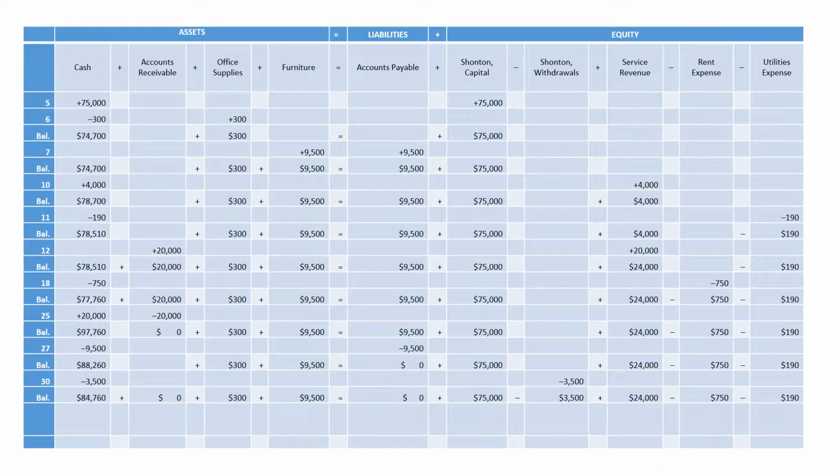On April 6th, and it always usually starts with a verb, most of these transactions. So if you want to look at it this way, you could say the company paid $300 cash for letterhead stationery for the new office. So what happened here? Well, the company paid cash, so cash decreased $300. So in the cash column, you want to show a negative $300.